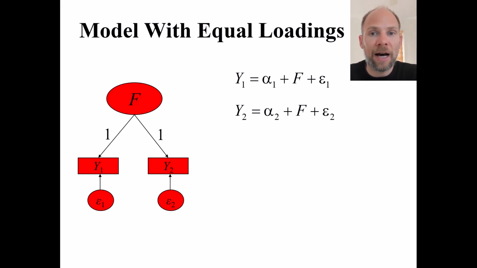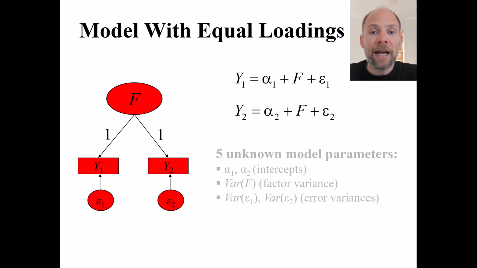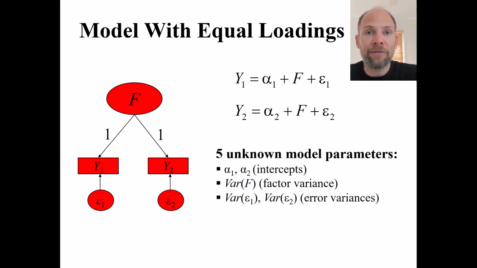They are no longer unknowns in the model. And in that case, we have only 5 unknown model parameters left, namely the 2 intercepts, the factor variance, and the 2 error variances that are still being estimated. Now, in that situation, obviously the degrees of freedom are 0, because now we have 5 parameters left and we still have 5 pieces of information. That hasn't changed. And so 5 minus 5 is 0.